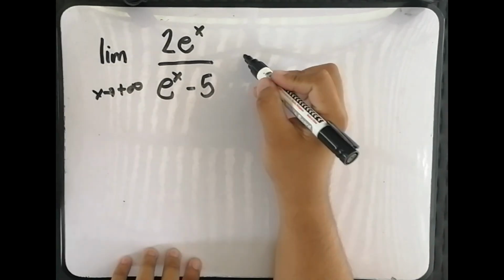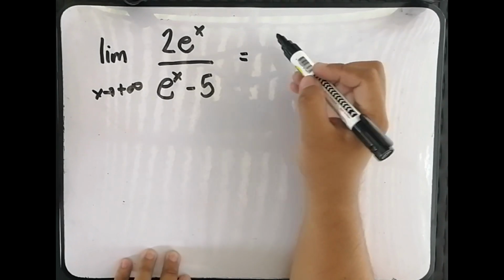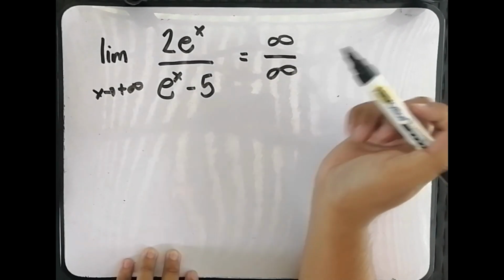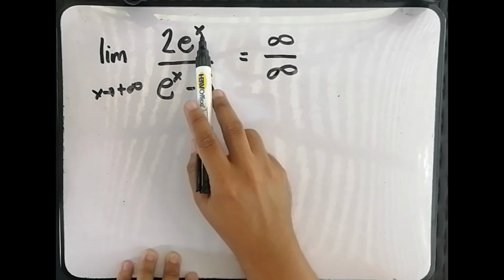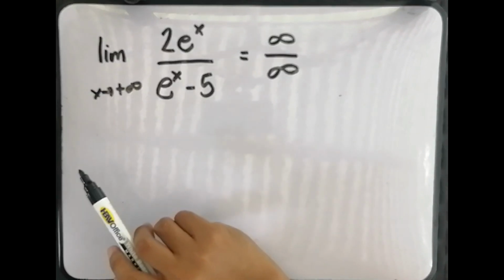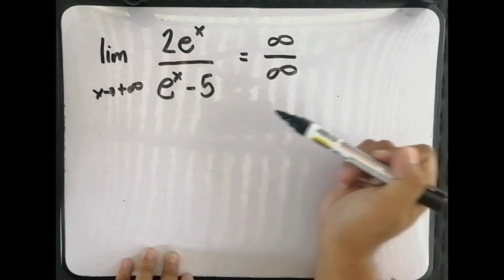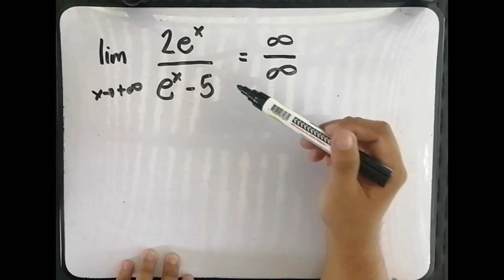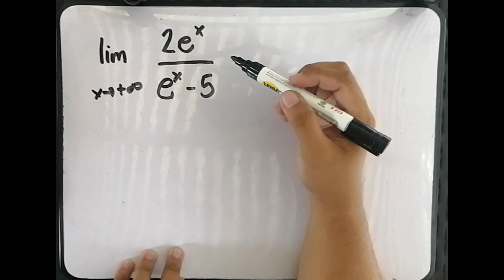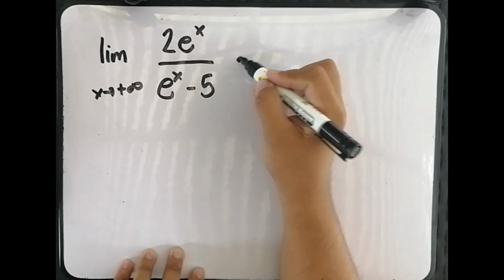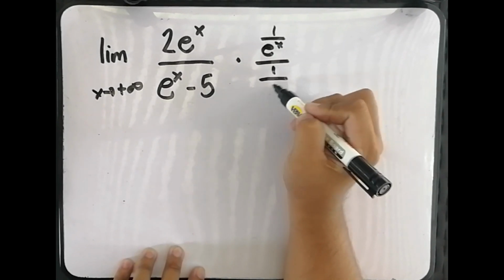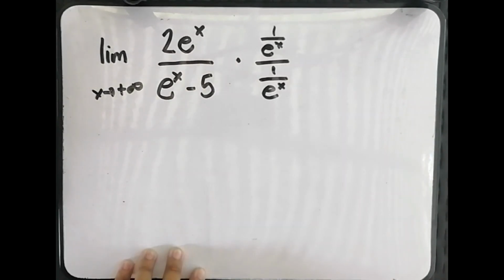So by direct substitution, this is actually equal to infinity over infinity. Bakit? Kasi diba, 2 times e raised to infinity, infinity yon. E raised to infinity minus 5, infinity din yon. Diba? So infinity over infinity. So this is indeterminate form. So ano ngayon ang gagawin natin? So what if mag-multiply tayo ngayon ng 1 over e raised to x over 1 over e raised to x? Pwede ba yan?